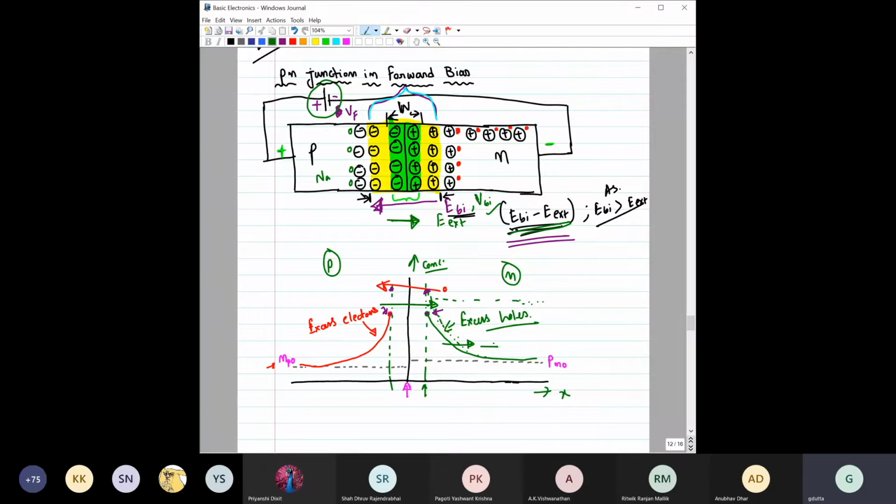And you see, the hole diffusion current would be also, if I write, suppose IH to represent this, the hole component of the current. So that is like this, right, in this direction.